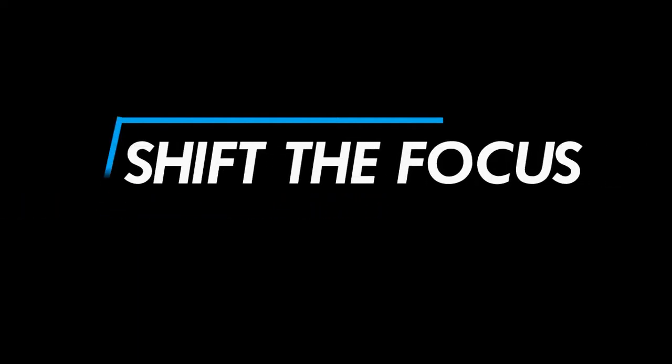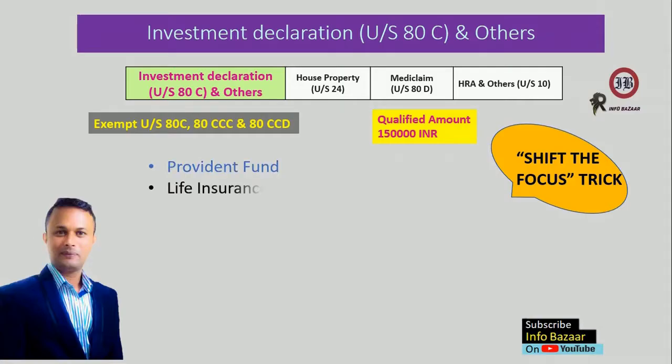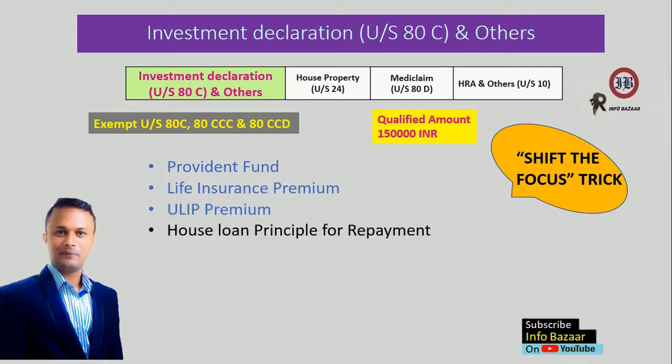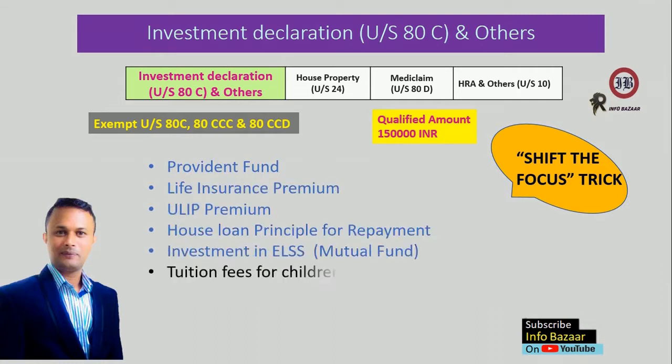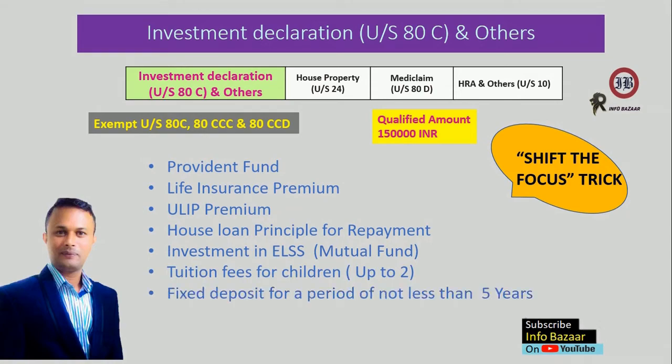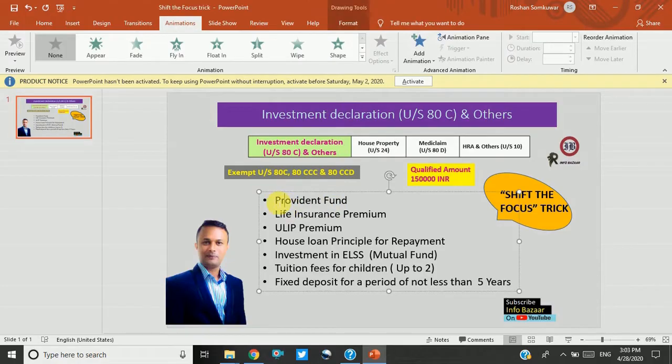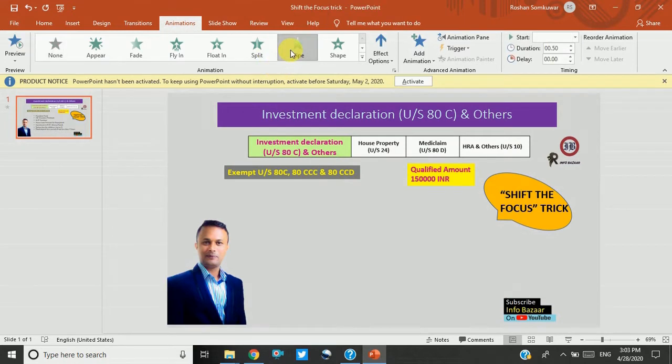Shift the focus trick. In this, the attention of the audience is shifted to the current bullet point, and the previous bullet point changes color. What you have to do is select all the text and click on white.